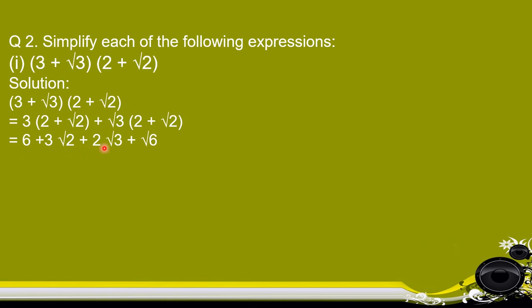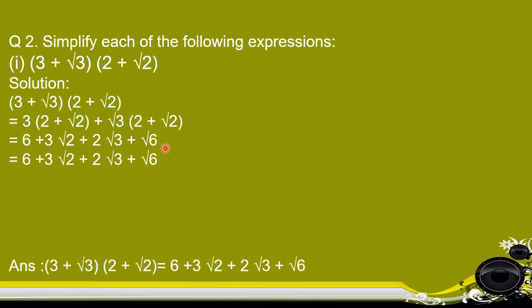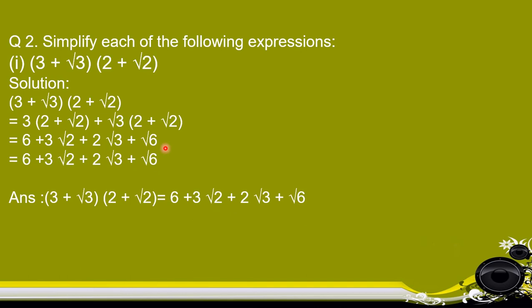Now 6, no integer is there. Here it is 3 root 2, and here it is 2 root 3. So the quantities under the square root are different. So 3 root 2 and 2 root 3 are two different numbers, so there is no addition between these two. And again that root 6 here, there is no other quantity which has root 6. So all the 4 terms, 1, 2, 3, 4, are different from each other. So here we get the answer for (3 plus root 3) into (2 plus root 2) as 6 plus 3 root 2 plus 2 root 3 plus root 6.